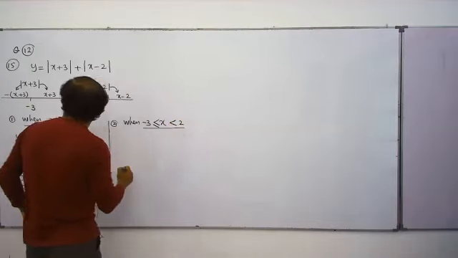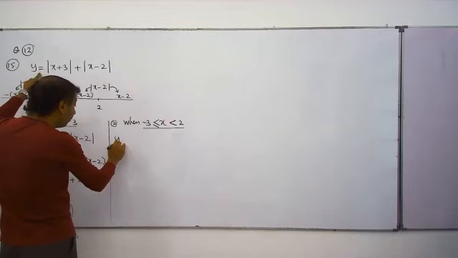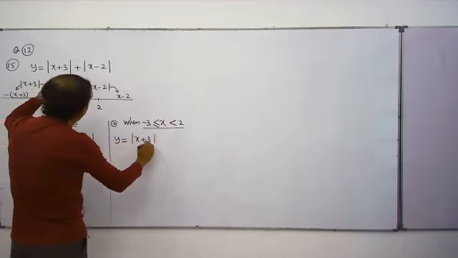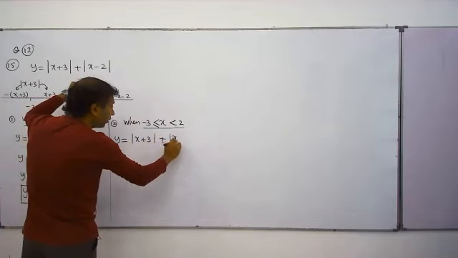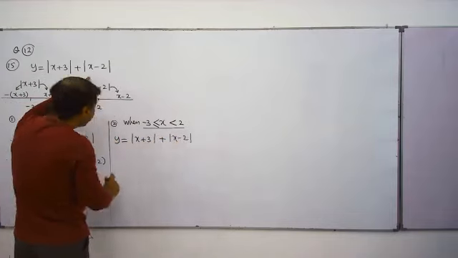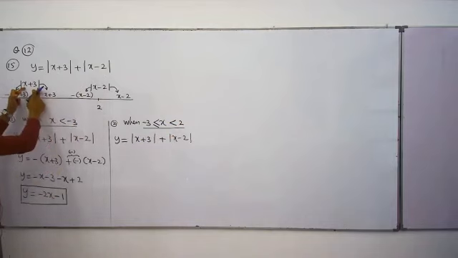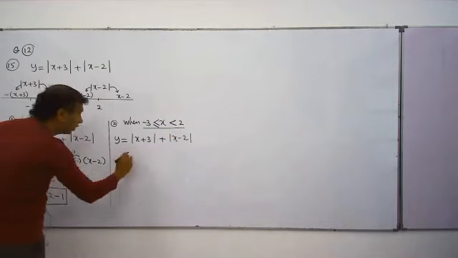In this interval, we have to find what y is. y equals mod x plus 3 plus mod x minus 2. In between minus 3 and 2, mod x plus 3 is equal to x plus 3. So this is x plus 3.